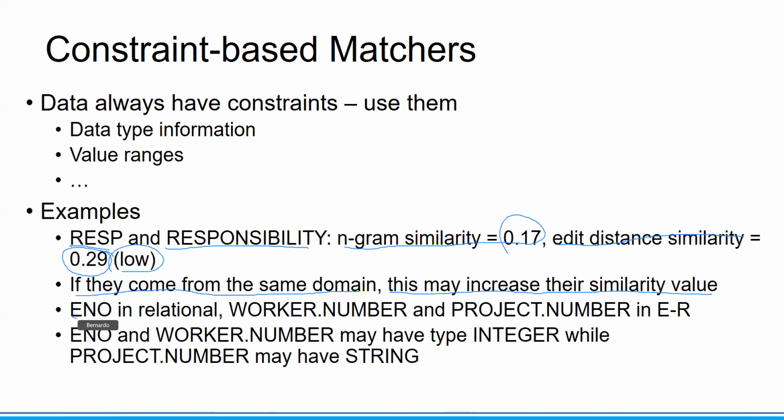In the relational example, we have worker.number and project.number. So how can we deal with this constraint? Worker.number may have type integer, while project.number may have string. If you already see this kind of difference, then those two attributes do not match. So you can use this kind of constraint to identify whether two schema elements can match or not.